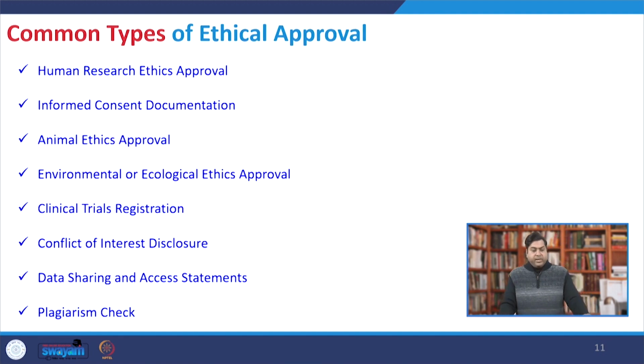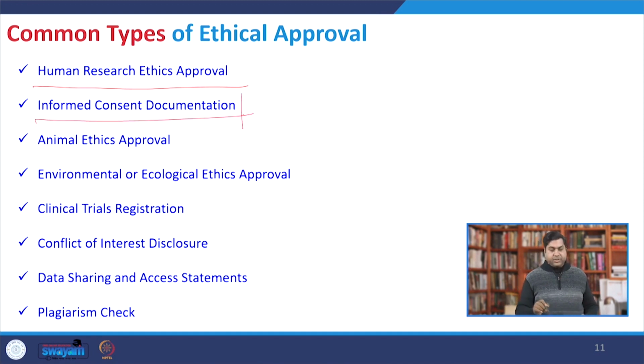Now coming to the common types of ethical approvals. In this case, definitely human research ethics approval. If you are going to do some experimental research on humans, you have to take that approval. There are certain standard committees, maybe in your institute or maybe in that particular zone you have such a committee. So there is a standard review, and you have to explain your experiment, what you are going to do, and whether it is okay to go ahead or not, you will get the approval.